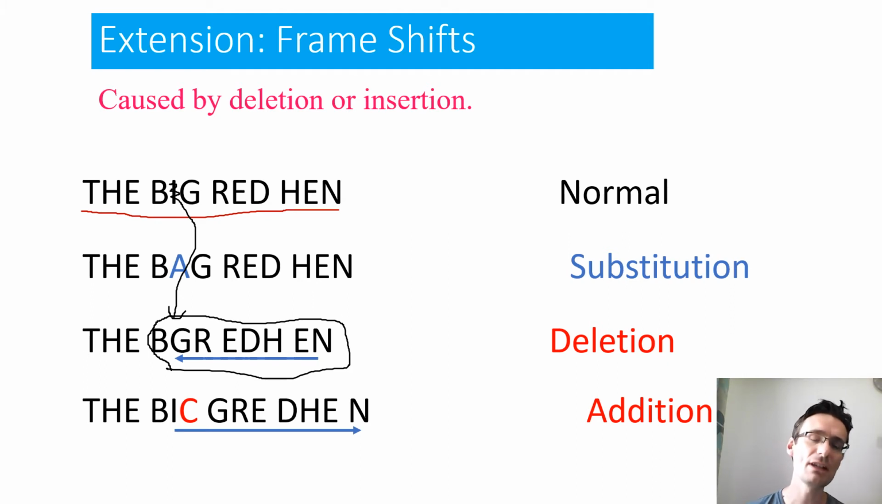And the next one is if I add a letter. So if you remember that we had the word big originally, okay, which if I add in front of the word big the letter C, as I have done here, okay, what that changes then is all the letters afterwards again. So that it becomes the cbi, gre, dhe, n, okay, which doesn't sound like anything as well. So addition and deletion cause frame shifts. That affects every amino acid after the mutation, and hence it has a bigger effect on the actual protein.